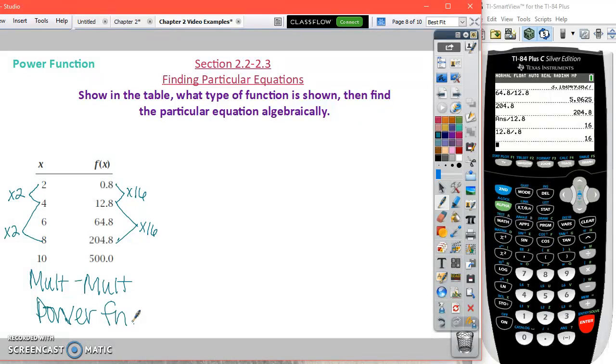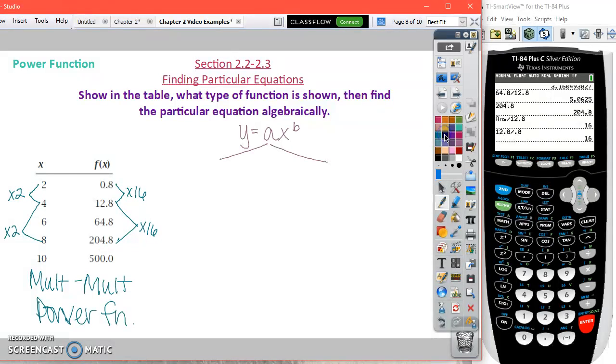Okay, now that we know what type of function it is, I know what my equation needs to look like. And it's going to be in the form y equals a times x to the b power. I need to find a and b, so that's 2 unknowns, so I need to write 2 equations. I have a whole table of values, so you can pick any 2 points to write your equations.